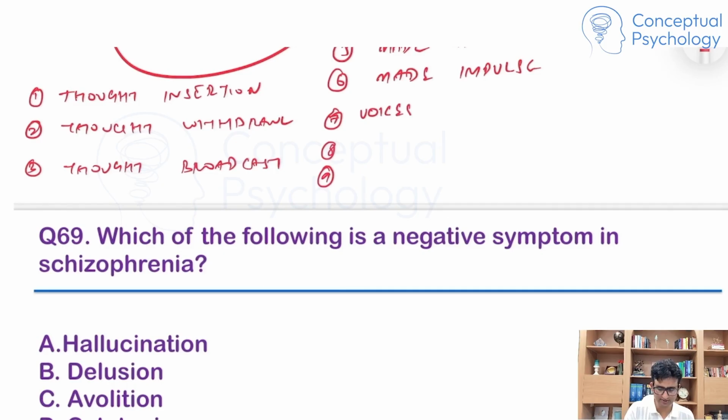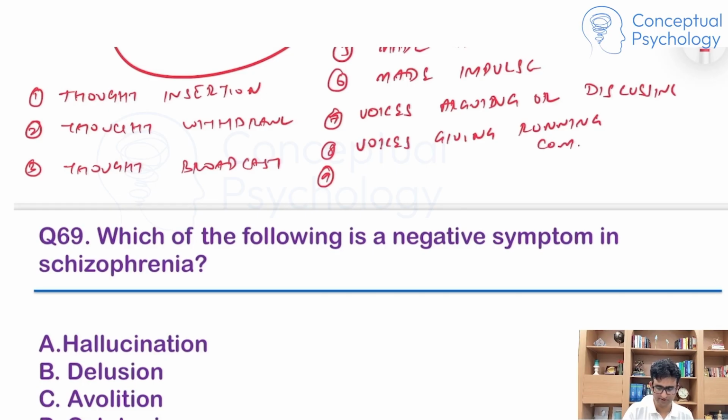Then come the auditory hallucinations. First, voices arguing or discussing about the patient. The patient says, I hear two voices, they talk to each other and they talk about me, they argue about me. Then there are voices giving a running commentary. The patient says, whatever I do, I hear a voice commenting. If I'm going from my bedroom to the toilet to have a glass of water, I will hear a voice saying, he just got off the bed, he wore the slippers, he is moving towards the tap, he is drinking the water.